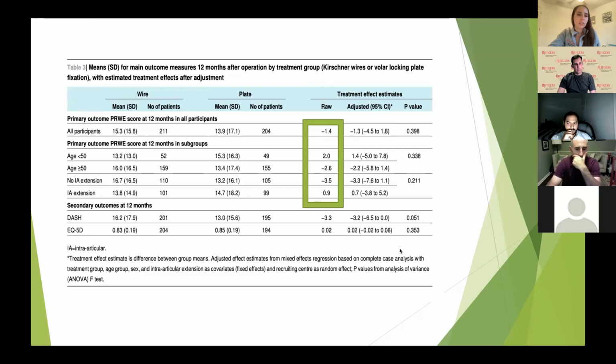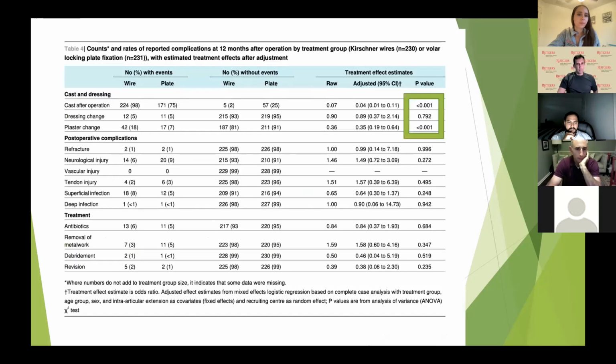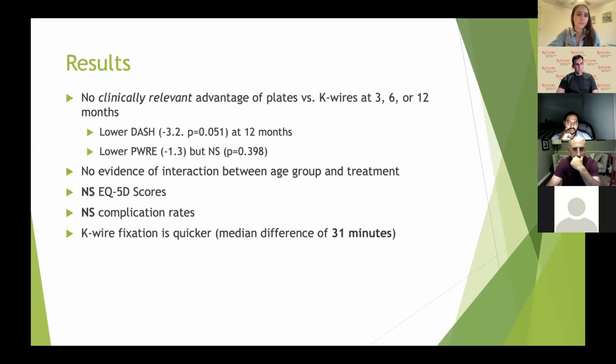And then this is again reflected in the secondary outcomes at 12 months, the DASH score and the EQ-5D. There's no difference between groups. And if you look at some of the other outcomes, such as complication rates, again, no significant differences. The only thing they did find is that K-wires had higher use of casting after operation and therefore plaster change after operation. That just comes with how that fixation method is done. So they did report that as a finding.